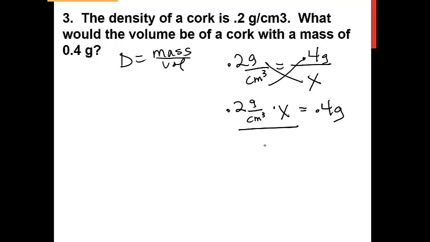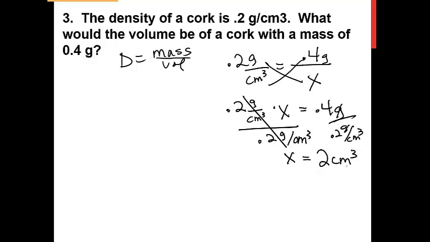And then to get x by itself, I divide by the 0.2 grams per centimeter cubed, and that will all cancel and go away, so I'm left with x. And x is going to equal 0.4 divided by 0.2, which is 2. And my grams are going to cancel. I'm going to be left with centimeters cubed. And remember, you were looking for a volume, so it makes sense that centimeters cubed should be the only unit you have left. Now, in my opinion, that is a lot of extra work.